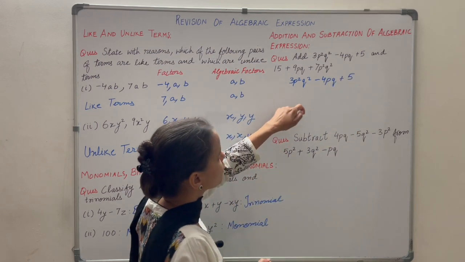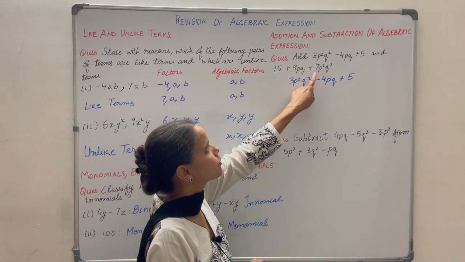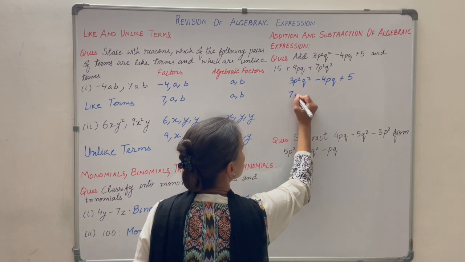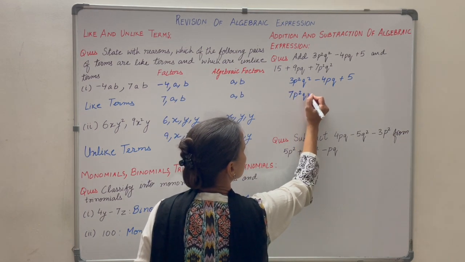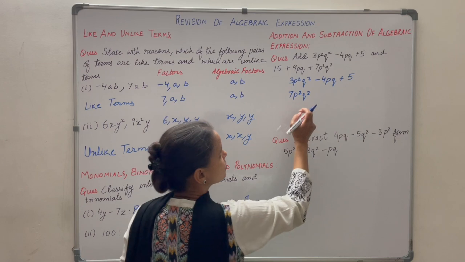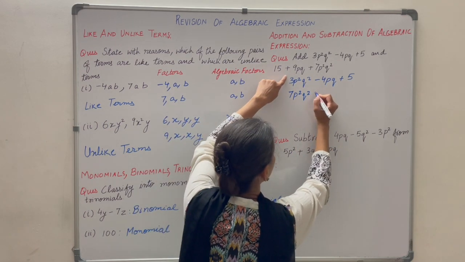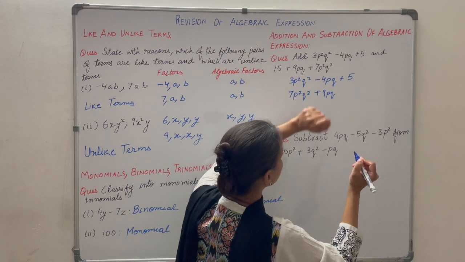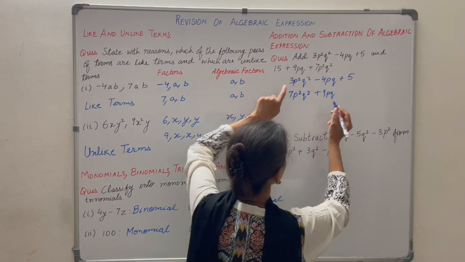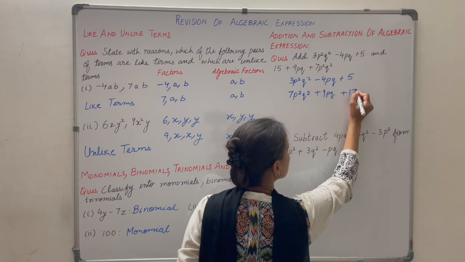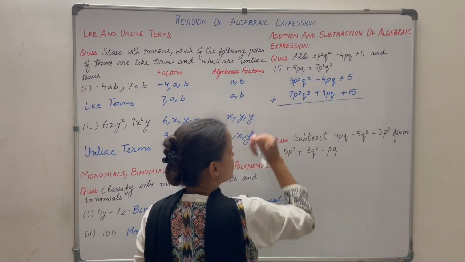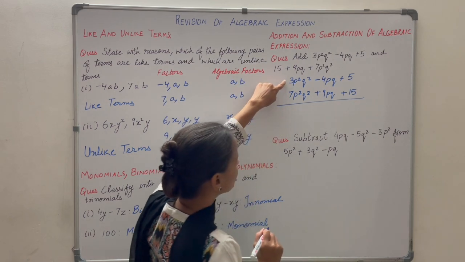So we are going to write down the like term below the like term. So 7p square q square, we'll write it here. These two are like terms. Then plus 9pq, so these two are the like terms. This is a constant, plus 15. Constant. So you need to add, so plus sign. So you have to just add the coefficients here.